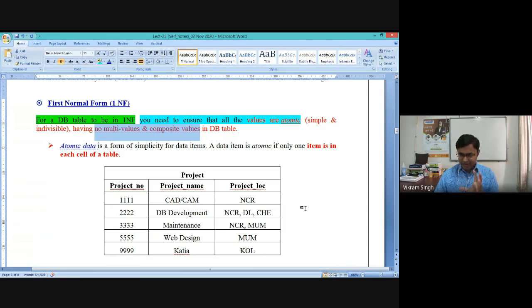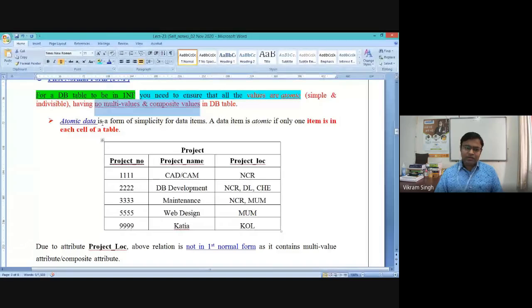So if a certain database table is given to you, you can immediately identify whether it is in the first normal form or not by looking at the values. And if it has any multi-value or composite value, you can straight away say that this is not a first normal form relation, right? It should be very clear to you now.